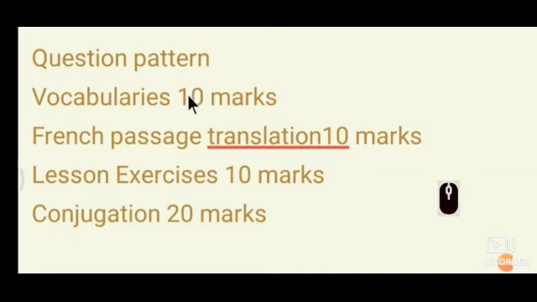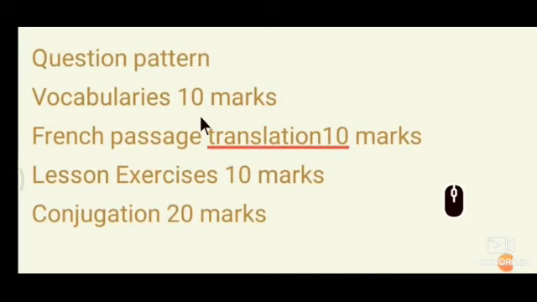So the easy way of getting 20 marks is conjugation, the French passage, where you are going to translate only into English, so that is easy, and vocabularies. These 40 marks are very easy. You have already done multiple online tests, so that is very good experience for you. The only thing you have to do is revise, write and see. This is the time to write and see, and practice.